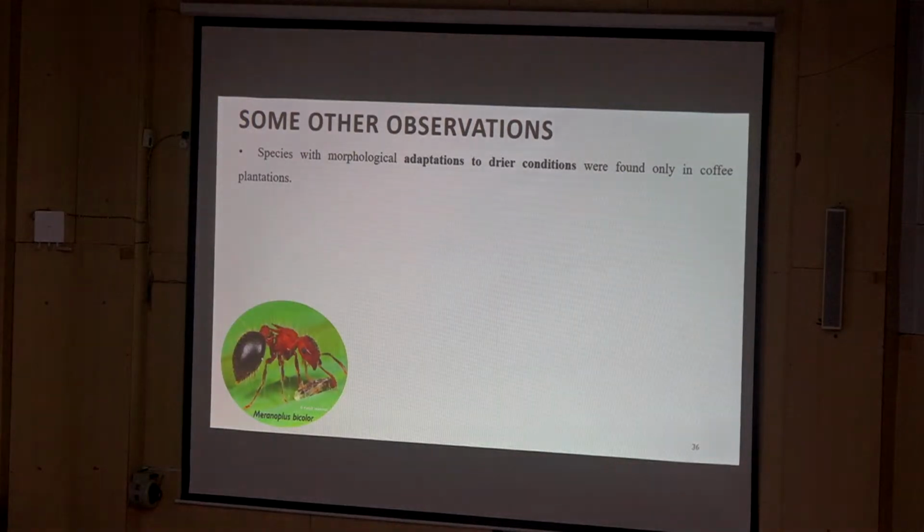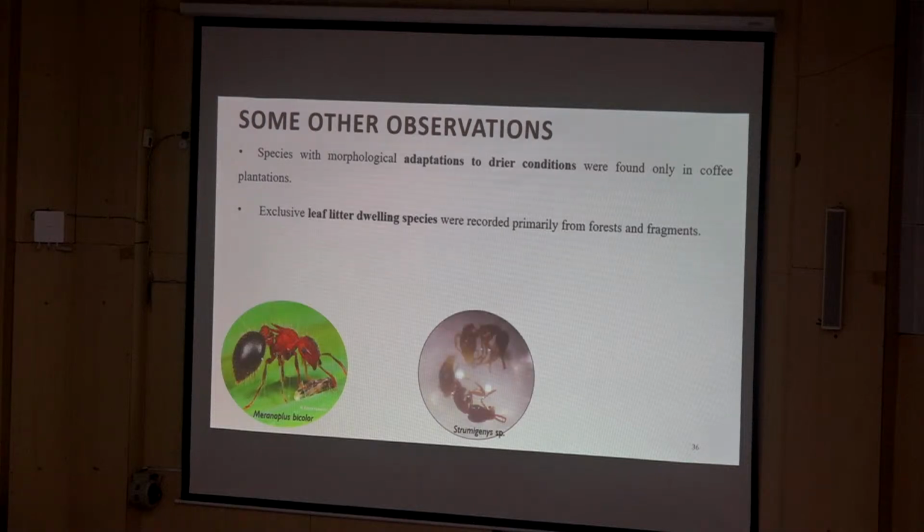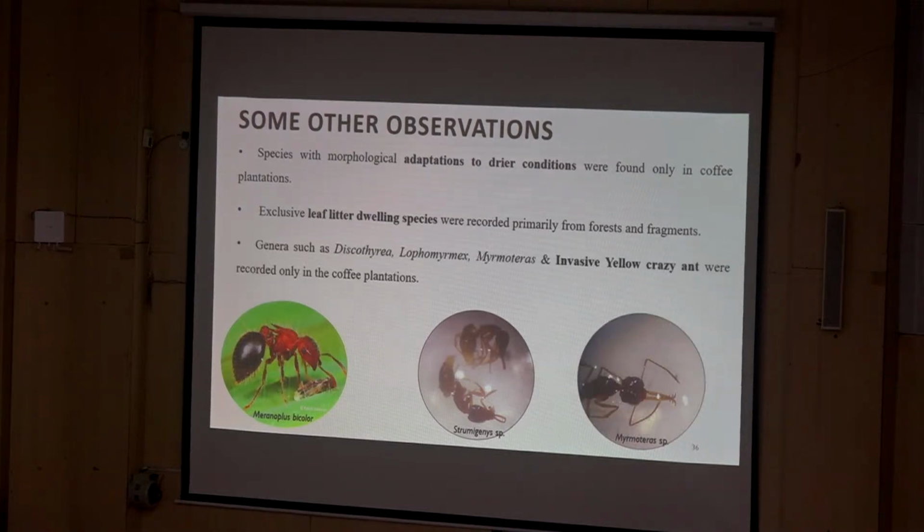Some other interesting observations from my field work: species with morphological adaptations to drier conditions, like Meranoplus species, were found only in coffee plantations, which might indicate that the temperatures in the coffee plantations are much higher with the opening of canopies. And exclusive leaf-litter dwelling species like Cerapachys were reported primarily from forests and fragments, indicating that leaf litter as a microhabitat might not be available in coffee plantations. And rarer genera like Discothyrea and Vollenhovia, and invasive species like the yellow crazy ant, were reported only in coffee plantations, which highlights the importance of coffee plantations in maintaining the overall biodiversity of the landscape.